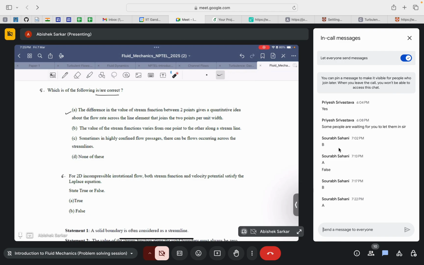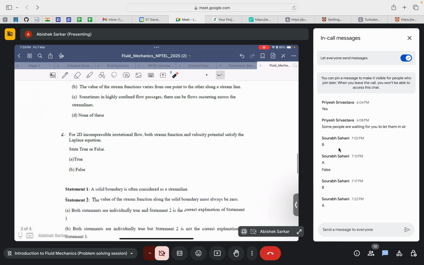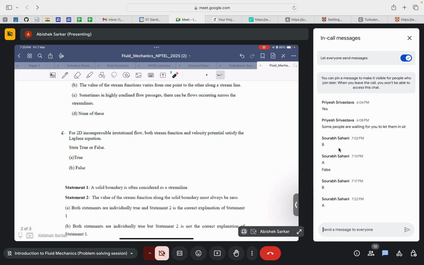That's a very fundamental statement. So B is incorrect. And the statement that in highly confined flow processes there can be flow across a streamline is also incorrect, because it fundamentally negates the very definition of stream function. So that's why this is not possible. The only correct statement is option A. So for 5 the answer is option A. Okay. Question number 6: for a 2D incompressible irrotational flow, both stream function and velocity potential satisfy the Laplace equation. Again, it's quite simple.